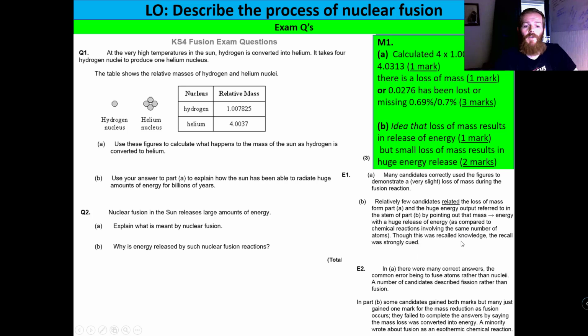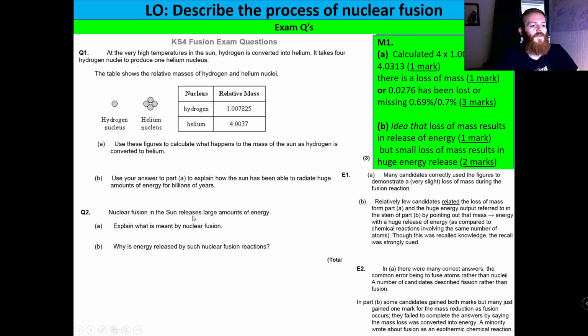Though this was recalled knowledge, the recall was strongly cued. Okay, so they wanted you to remember something, but they give you a big hint there, talking about it radiating huge amounts of energy. And in a previous question, it had you working out that there was a loss of mass. So if you'd put those two things together, you should have clicked, oh yeah, I remember in that lesson when we were talking about a bit of mass can be converted into a massive amount of energy. So that's the examiner comments for the first two questions.